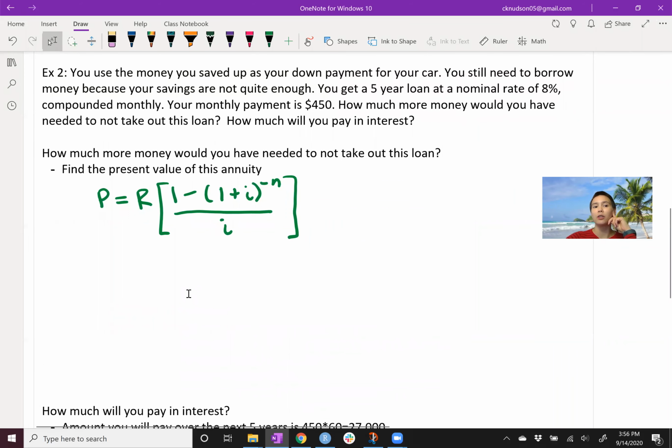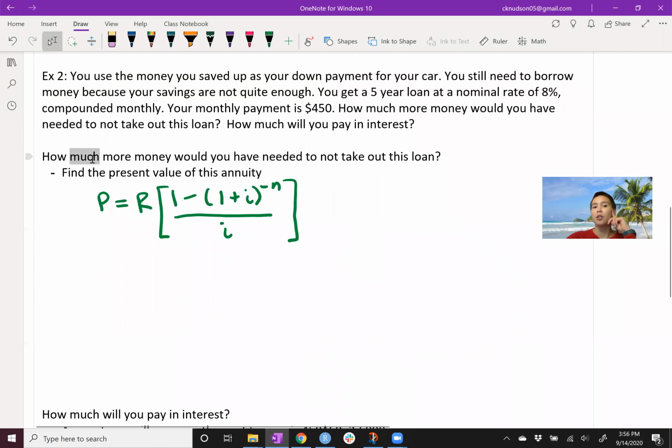Okay, so to find the present value of this annuity, we will use the equation shown here. And this will help us answer the question of how much more money would you have needed to not take out this loan? So our shortcut equation for the present value of an annuity is shown right here. R is your monthly payment. So in this case, R is $450.